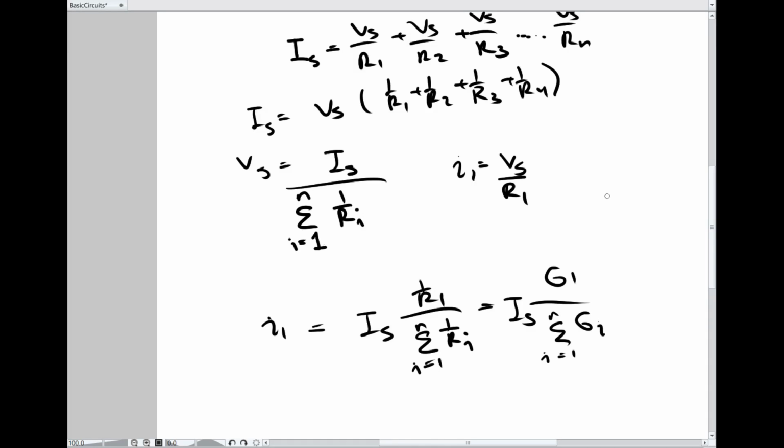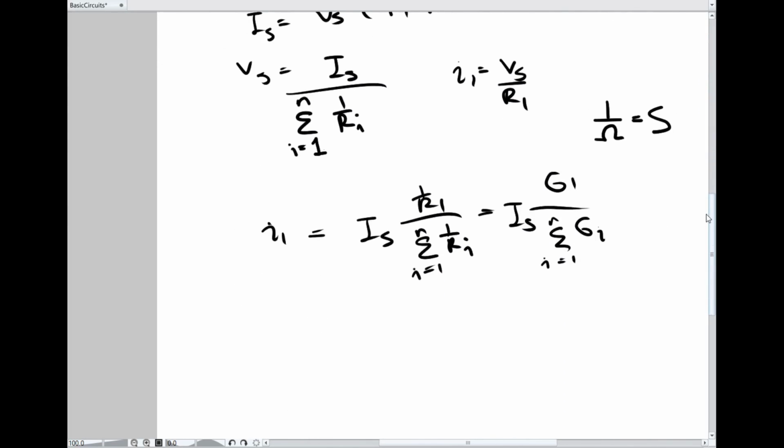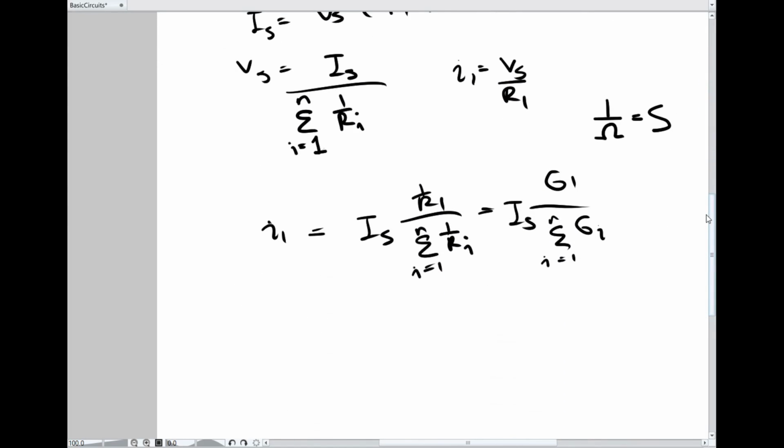The unit 1 over ohms for conductance, we might call this the mho. We also call this the Siemens. It was named after a person named Siemens, just like ohm is named after a person named Ohm. So this formula here, we call it the current division formula.